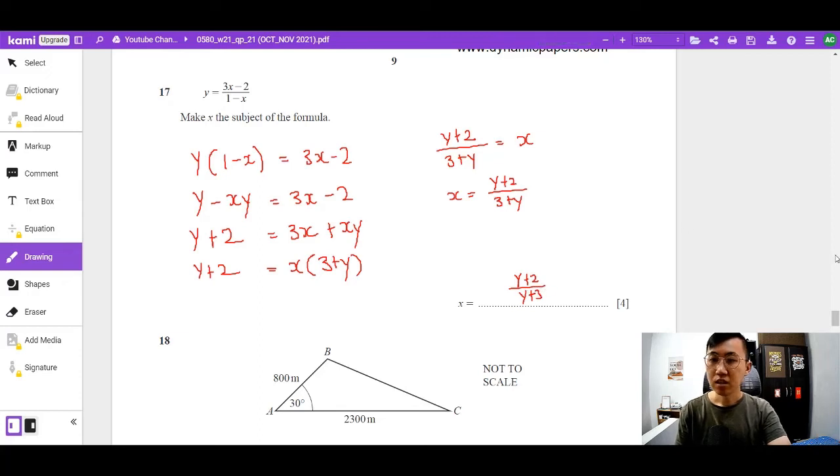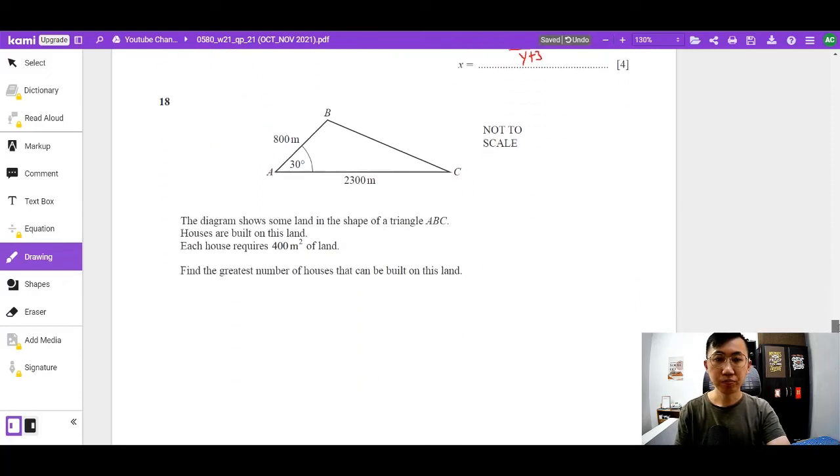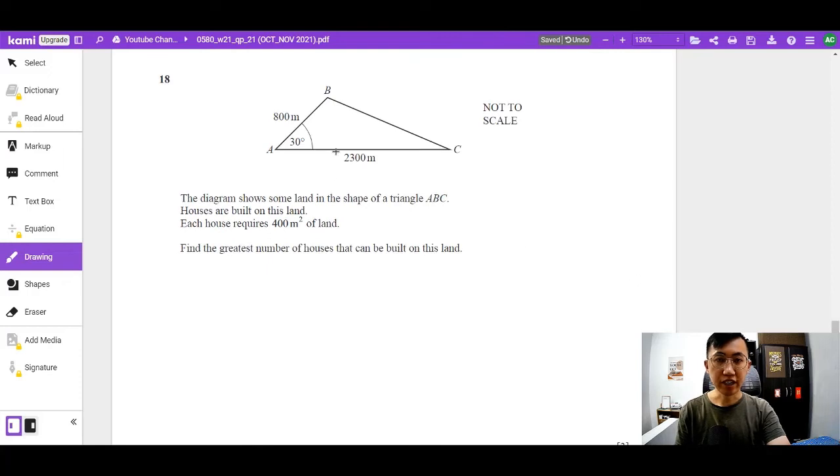Okay, so let's move on to question 18. Question 18, I can see a triangle, right? The diagram shows some land in the shape of triangle ABC. Alright, so we have a triangle. Houses are built on this land. Alright, each house requires 400 meters square of a land. Okay, here's the clue. I can see the area unit meter square. So this question must have something to do with area. Find the greatest number of houses that can be built on this land.